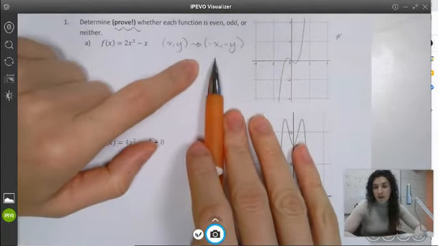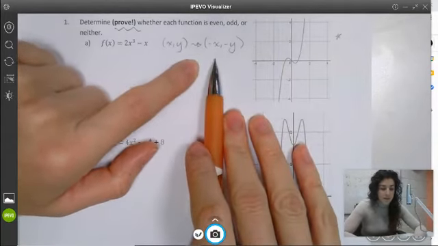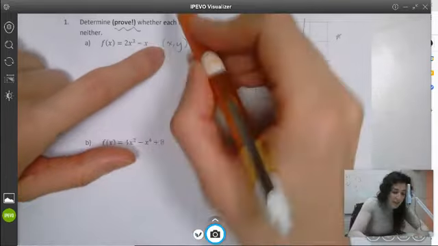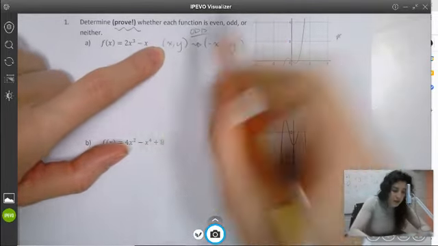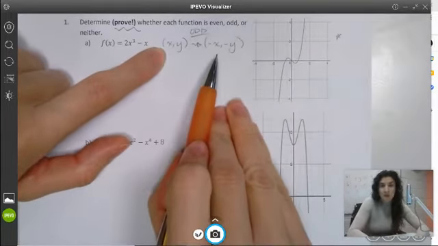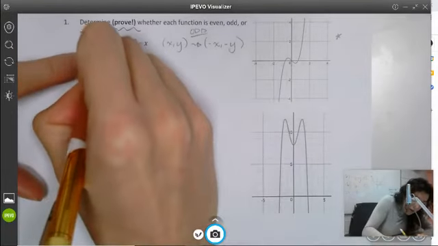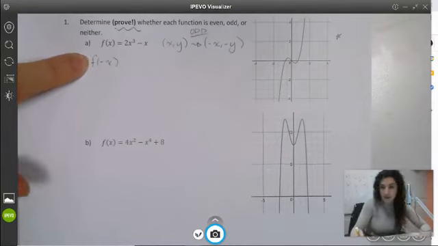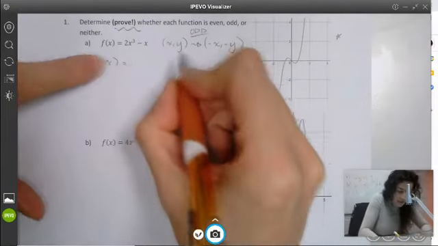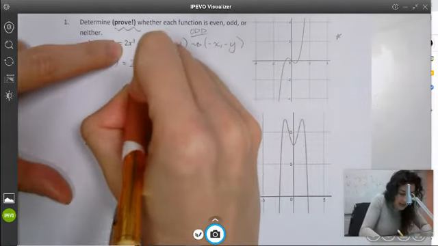I went ahead and took this rule from up above in my little definition boxes, that I know that something is odd if for every x, y there's a negative x, negative y. Which means I want to find out what is f of negative x. So I'm going to plug in negative x for every place that I see x.